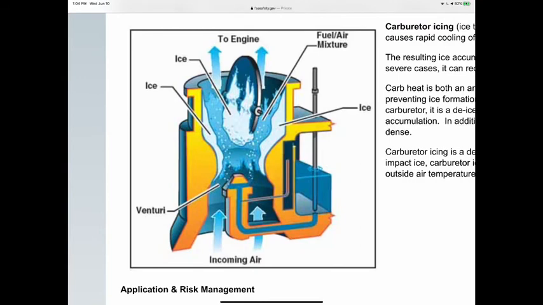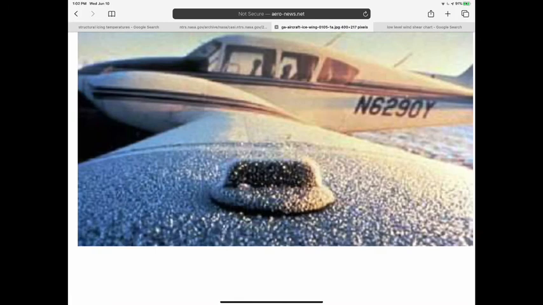Carburetor ice may form due to the steep temperature drop in the carburetor venturi. Typical conditions are outside air temperatures of -7 degrees to 21 degrees Celsius and a high relative humidity above 80%. Frost is ice crystals caused by sublimation when both the temperature and the dew point are freezing.